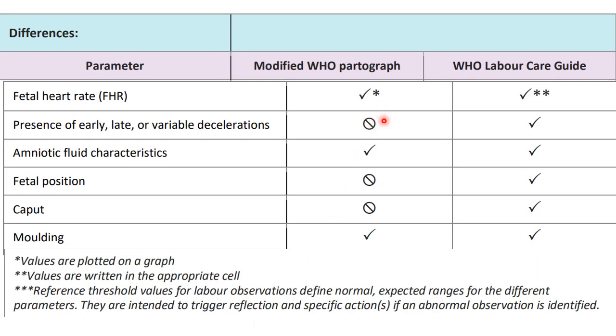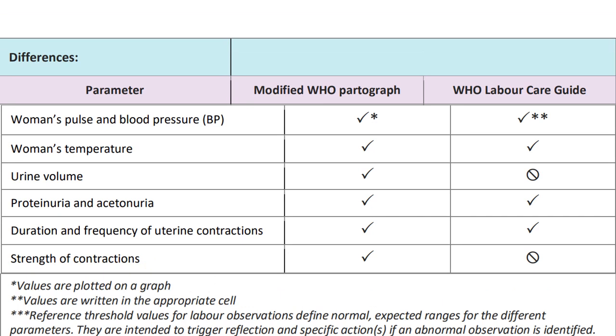Here we see that the fetal heart rate was first plotted on the graph as a graph, but now an actual number is being recorded. And we are now also recording decelerations, fetal position, and fetal caput is also being recorded, as well as molding. Pulse and the blood pressure is written down as an actual number. Urine volume is not being recorded. The frequency and the duration of the uterine contractions is recorded rather than the strength of the contractions, which is highly subjective.